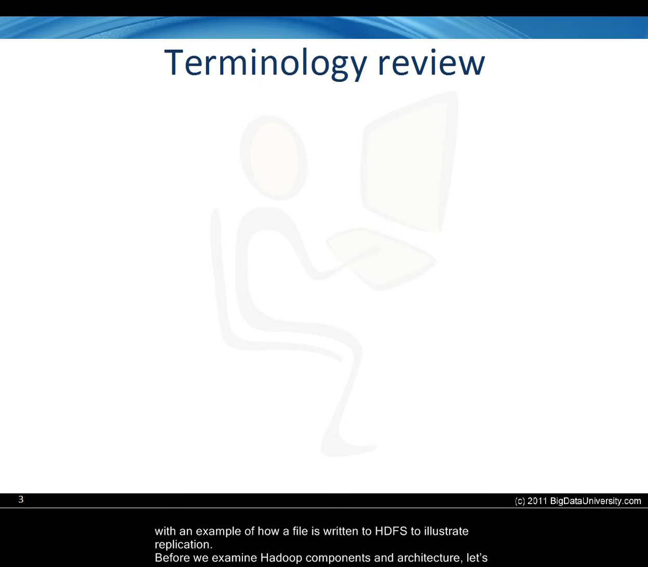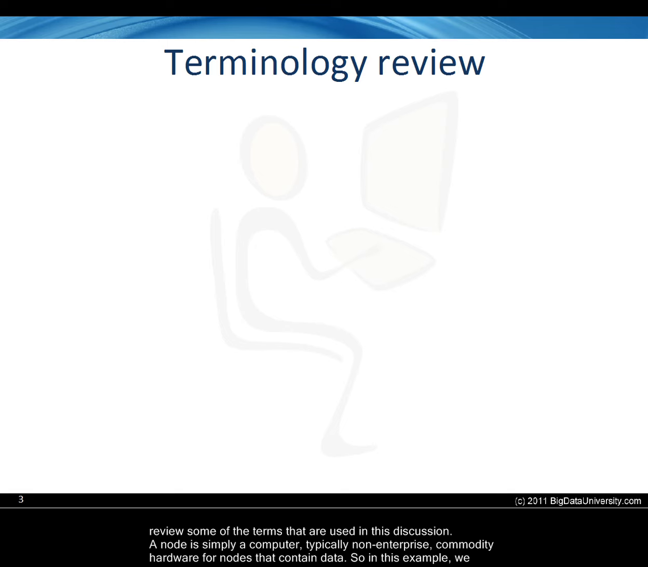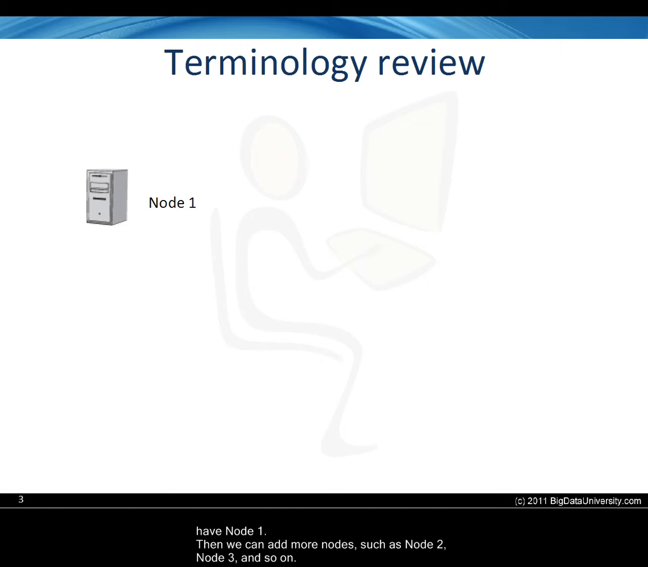Before we explain Hadoop components and architecture, let's review some of the terms that are used in this discussion. A node is simply a computer, typically non-enterprise commodity hardware for nodes that contain data. So in this example, we have node 1. Then we can add more nodes, such as node 2, node 3, and so on.